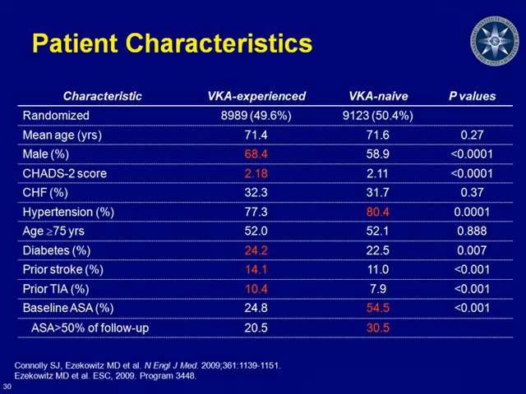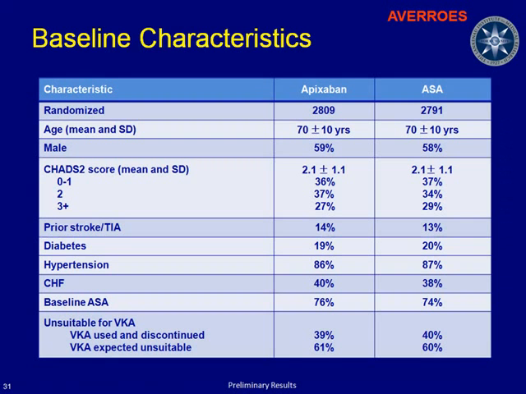so that was a much higher patient population than was evaluated in any of the other trials thus far. This shows, next slide, the baseline characteristics of AVERROES, which is similar to RE-LY, and these are the baseline characteristics of ROCKET, which demonstrates a much higher risk patient population than when it was studied in RE-LY or AVERROES or ARISTOTLE.